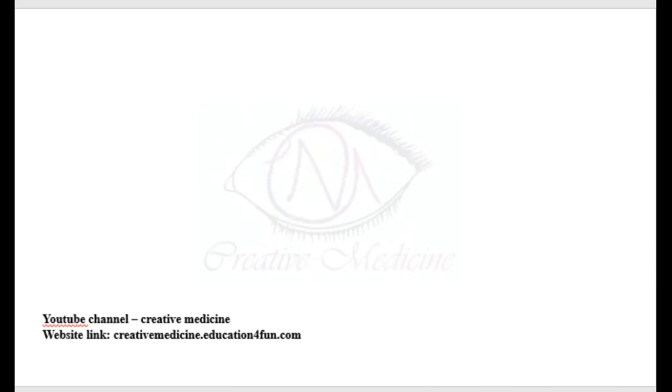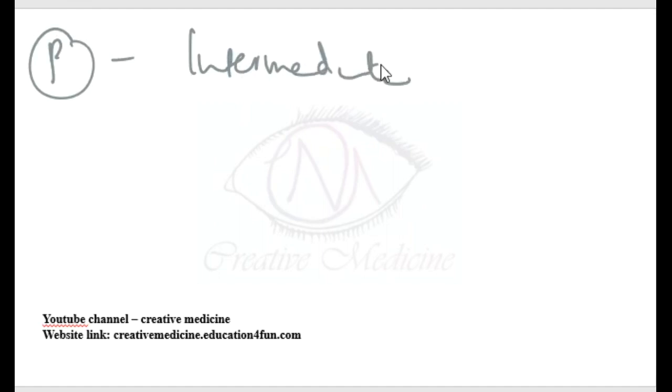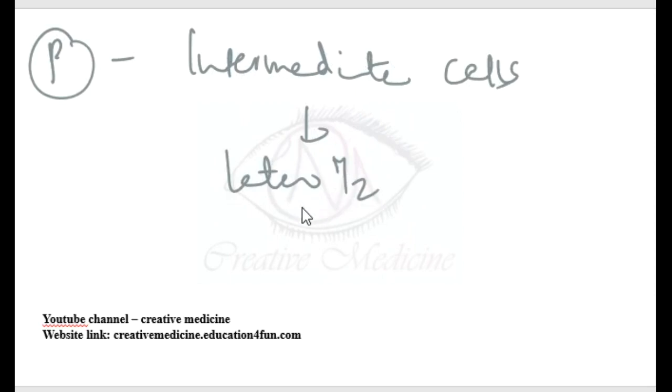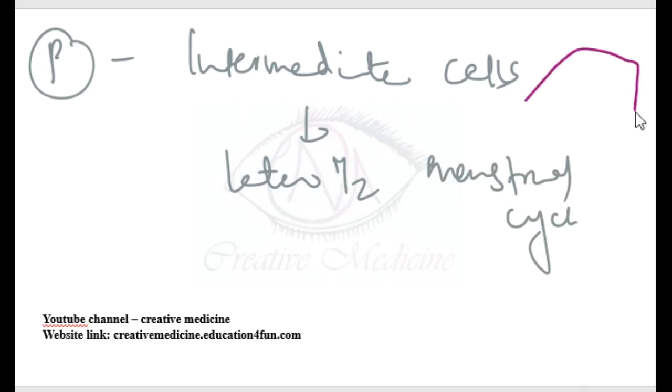Then the effect of progesterone on the vagina. In the presence of progesterone predominance, intermediate cells will predominate. Progesterone is maximum in the second half of the menstrual cycle. So intermediate cells are more in the second half of the menstrual cycle when the progesterone level is higher. Intermediate cells are basophilic and they have a small nucleus.